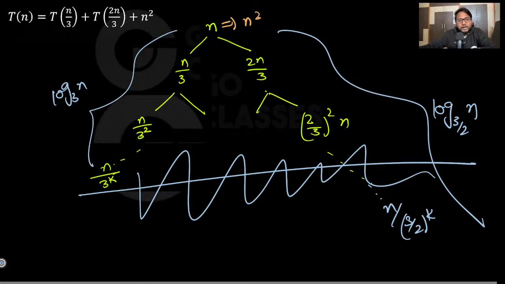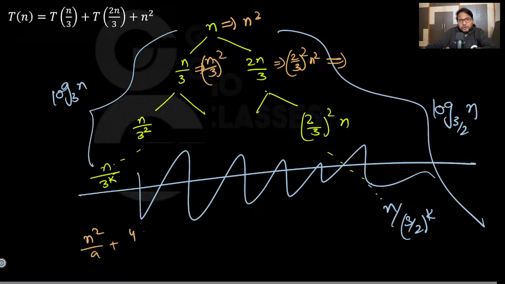Now can you tell me the work here? This is n by 3 squared. The work here is 2 by 3 squared n squared, I mean the square of this basically. Can you sum these two? This is n square upon 9 plus 4 upon 9 n square. This is 5 upon 9 n square, isn't it? Yes, this is 5 upon 9 n square.